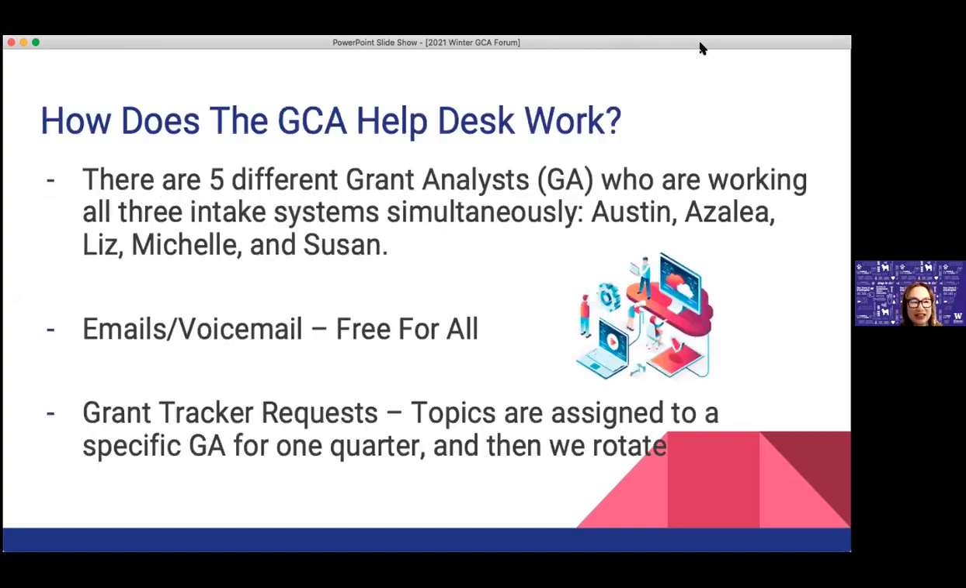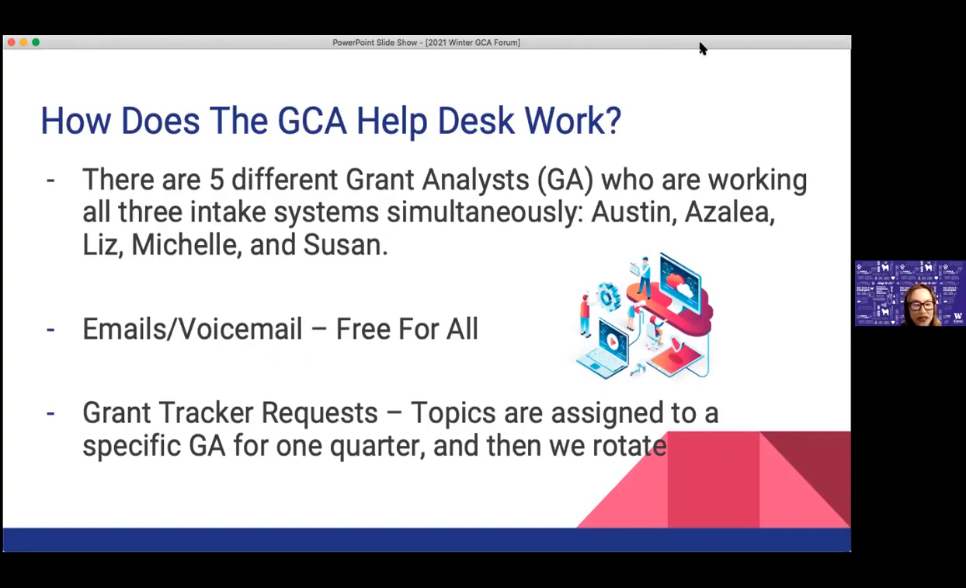Next slide, please. So how does the GCA help desk work? I don't think we've ever gone through how work is triaged when it comes to GCA help, so I'm going to go over that now. There are 5 grant analysts who manage the help desk: Austin, myself, Liz, Michelle, and Susan. And then of course we have our awesome boss, Cheryl Haycox.